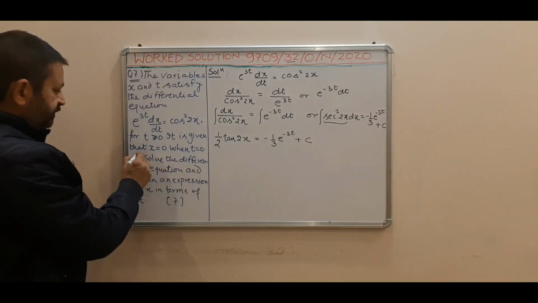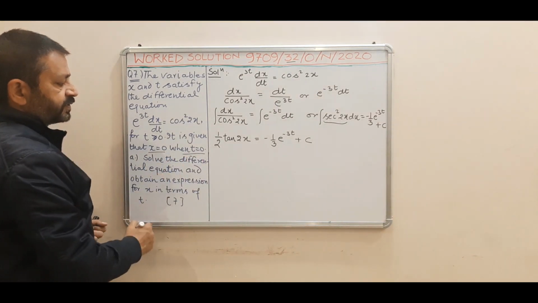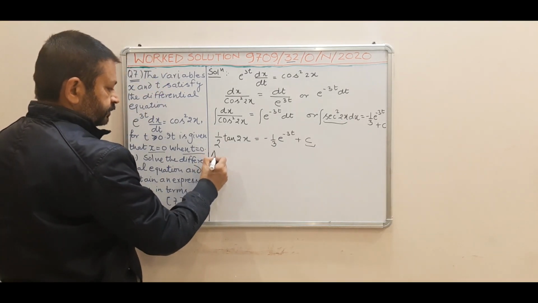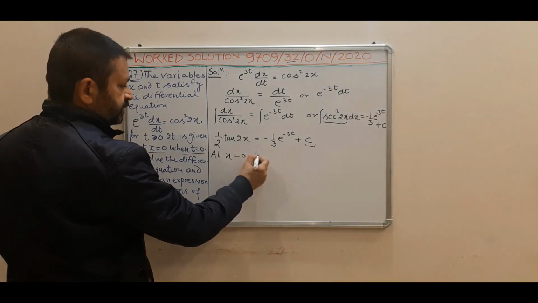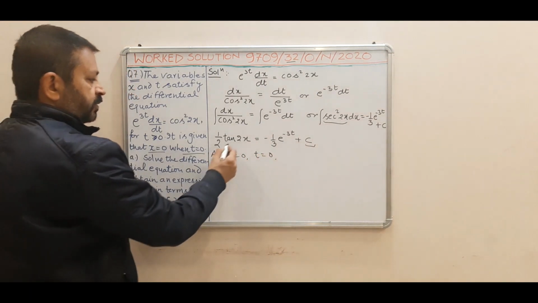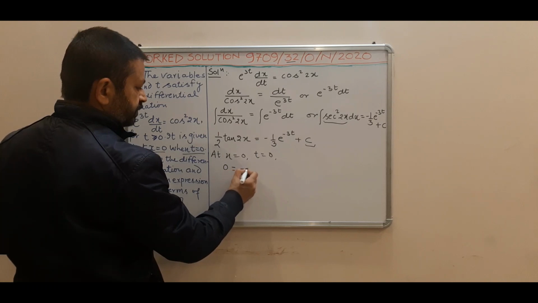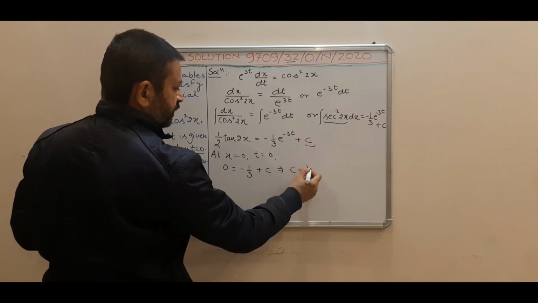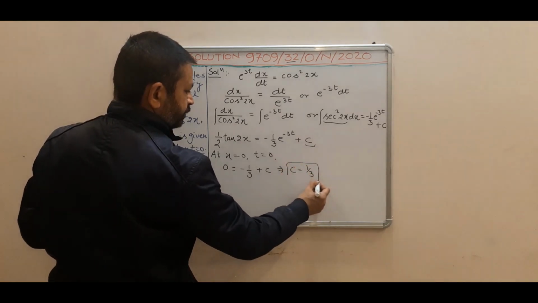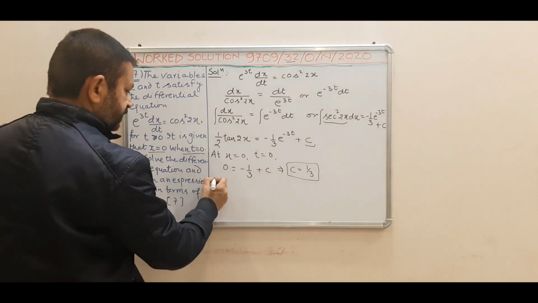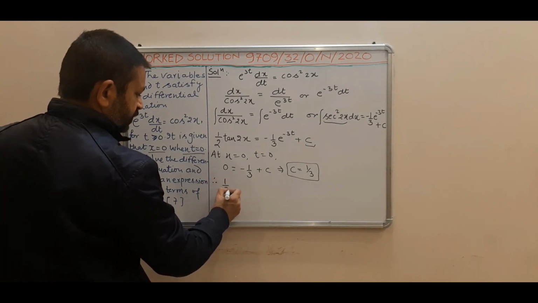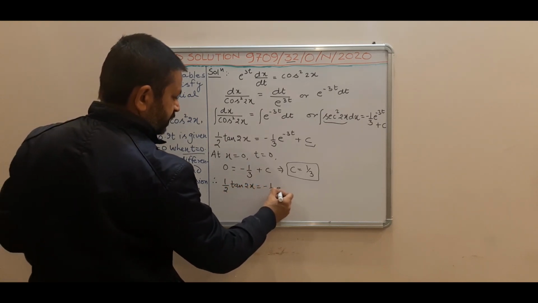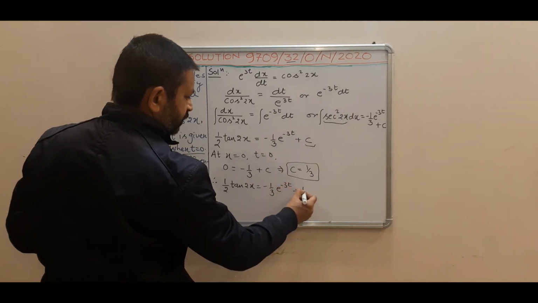Now as this condition is given that x is equal to 0 when t is equal to 0, we'll use this condition to get the value of this constant c. At x is equal to 0, t is equal to 0. Put this value here, it will become 0 is equal to minus 1 upon 3 plus c. Value of c is 1 upon 3. Hence, we have 1 upon 2 tan 2x is equal to minus 1 upon 3 e raised to minus 3t plus 1 by 3.